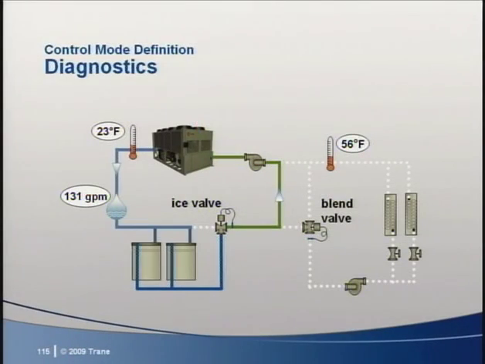For example, if the system is supposed to be in the ice-making mode, it's critical that all the chilled water should be going through the ice tanks. How could we tell if the ice valve was fully in the ice tank position? One easy way would be to compare the leaving tank temperature to the chiller return water temperature.